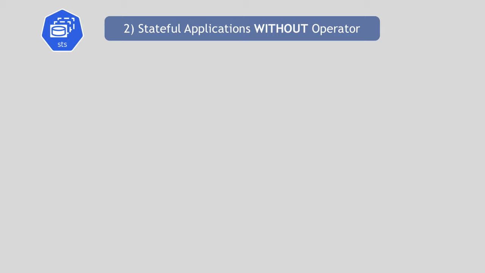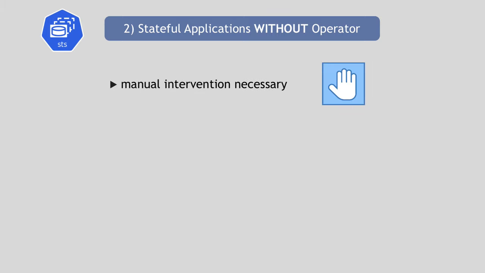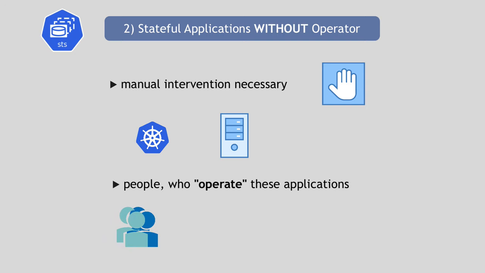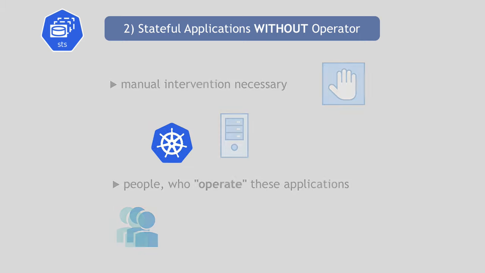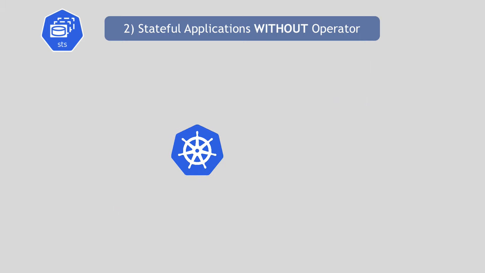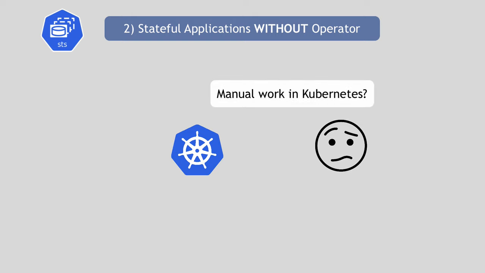Typically, that's why stateful applications require manual intervention, no matter whether they run on Kubernetes or on a traditional server environment. They require people who operate these applications, so human operators. However, in Kubernetes, this could be a problem because having to manually update and maintain an application in Kubernetes kind of goes against the main Kubernetes concept, which is automation, less human intervention, self-healing attributes, etc.